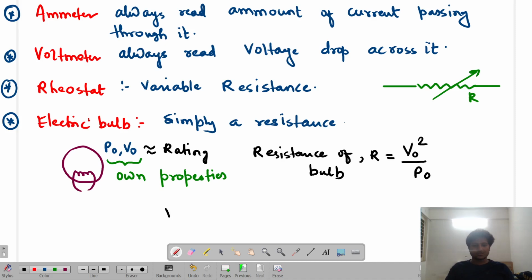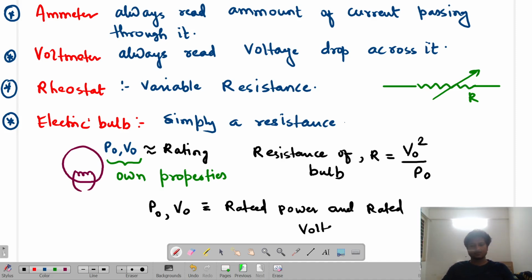And this is what is told: P naught and V naught are my rated power and rated voltage. Is that clear? So these are some of the important conclusions which we need to always draw whenever we are using the method of KCL, KVL or whatever you want to discuss. Is that clear or not?